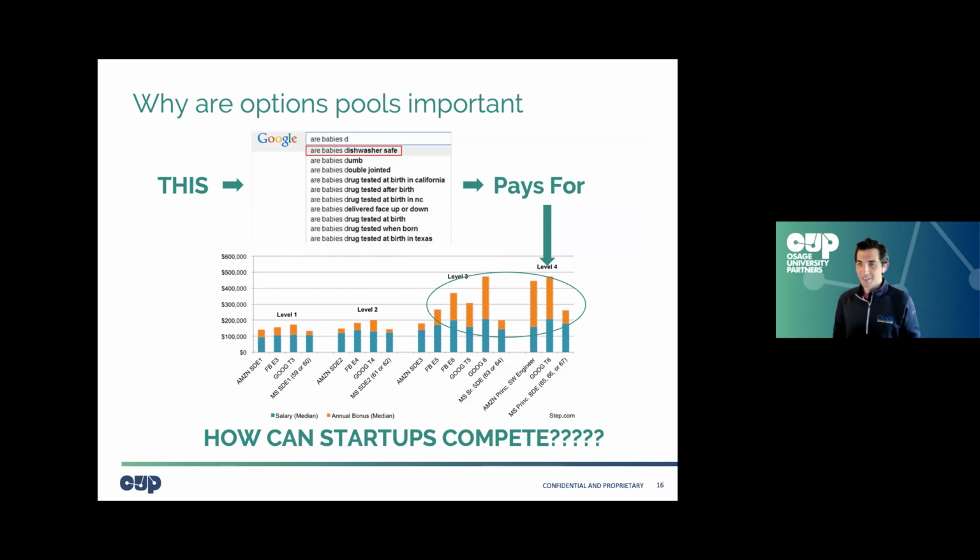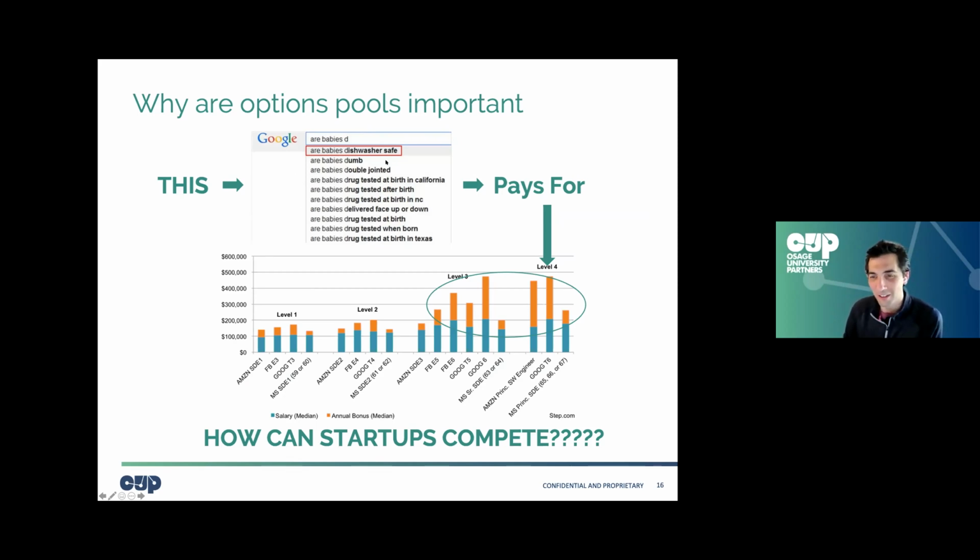So now I wanted to go into options a little bit. And these are sort of separate from founder shares, but options are what you give to employees to incentivize them to join your company. And the reason why they're important is, this is something my colleague put together that's kind of funny, I think, is just how much money Google pays their employees.